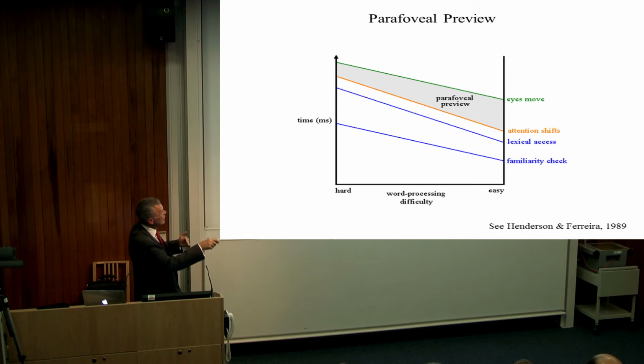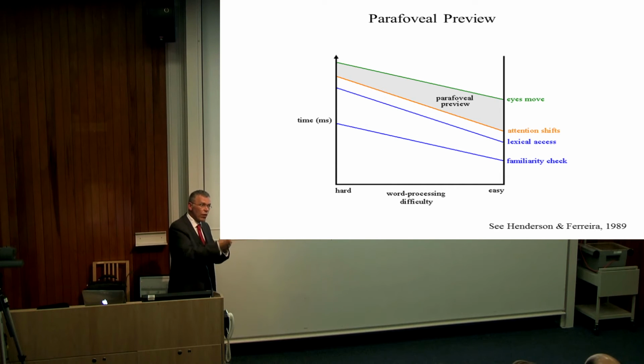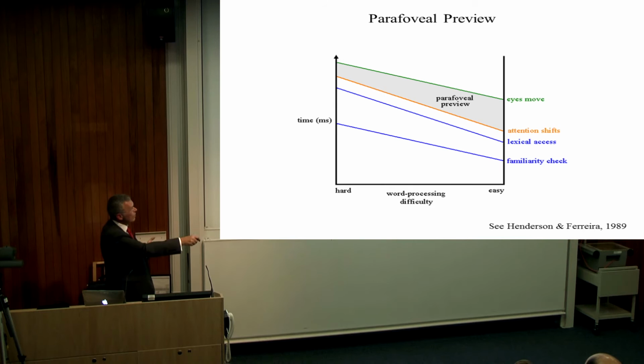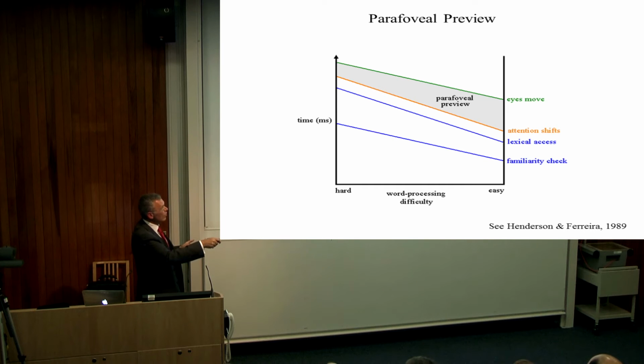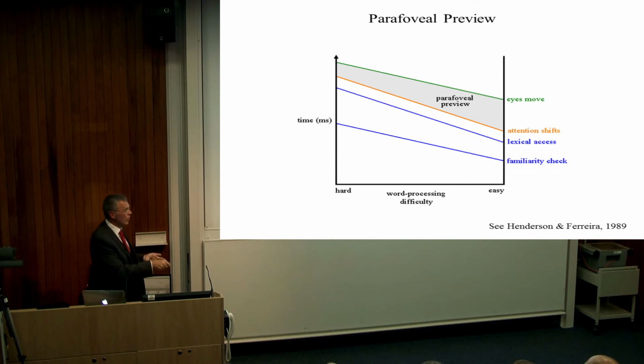So this shaded region here is the amount of time that's available for parafoveally processing the upcoming word from the word that's being fixated. And you can see that that time varies as a function of how easy or difficult the fixated word is to process. So with all else being equal, if you're looking at an easy word, you have more time available for processing the upcoming word than if you're looking at a hard word. And that's also consistent with results such as those reported by Henderson and Ferreira.